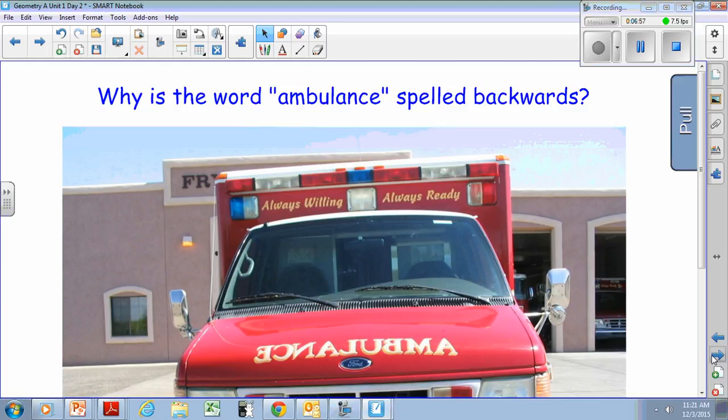What's on this one? Why is the word ambulance spelled backward? Don't say it. Write it on your paper, please. If you look on here, the front of the truck, you'll notice from left to right, which is how we read, that's regular. Ambulance? No. It's going backwards. The E comes first. Write on your paper why you think they spelled the word ambulance backwards.